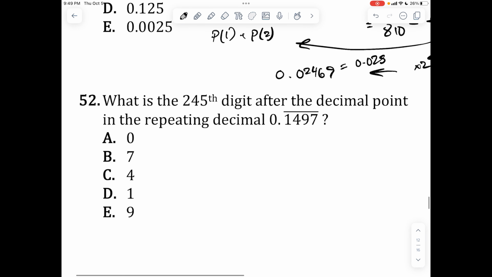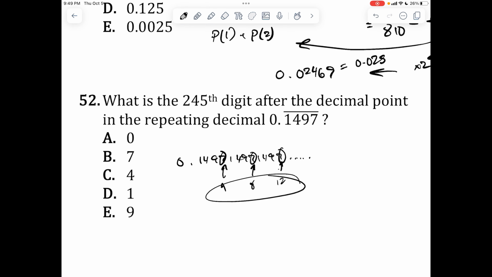What is the 245th digit after the decimal point in the repeating decimal here? So if the repeating decimal is this, 0.1497, 1497, 1497, you can clearly see a pattern. You're not going to continue that out for 245 digits. That takes too long. But what you can notice is that every fourth digit is going to be 7. Right? So if I see this pattern here, if 245 is just divisible by 4, like these numbers here, then I know it's going to be a 7.